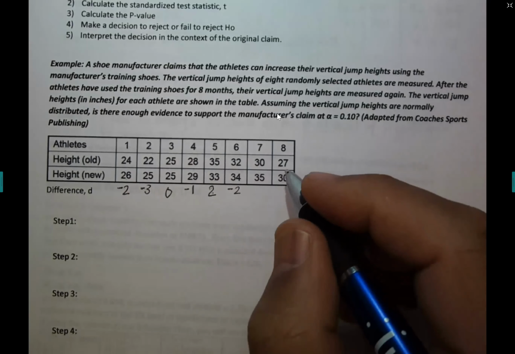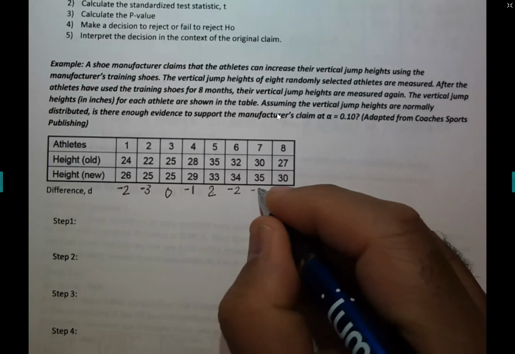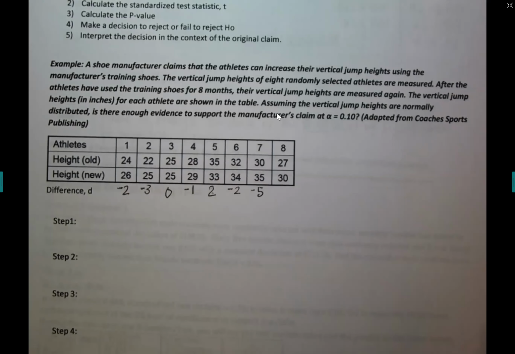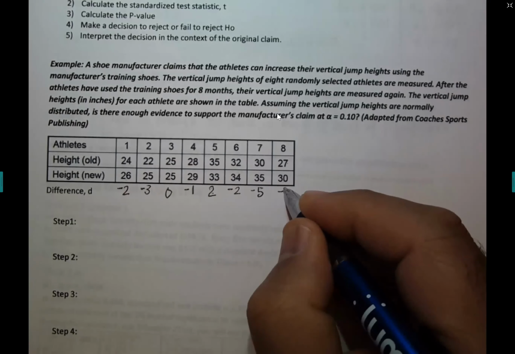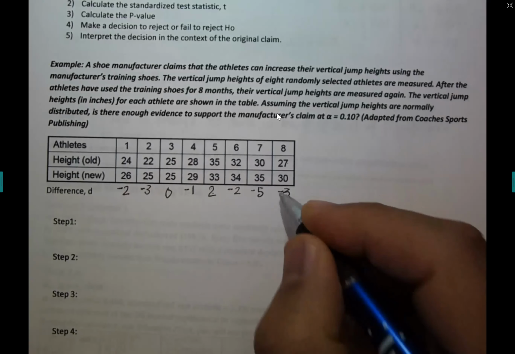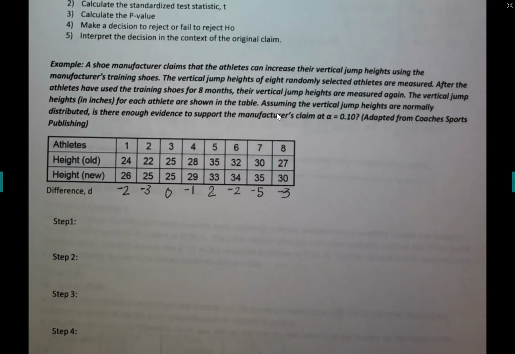30 to 35. Oh, that worked quite well for this person here, negative 5. And this guy went from 27 to 30. That's a negative 3. So would you guys agree with me if I tell you if the answer was negative, it means it worked? And if the answer was positive, it means it didn't work. And if it was 0, no change. This is how you check.